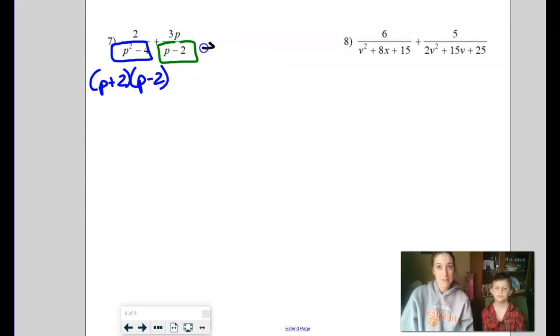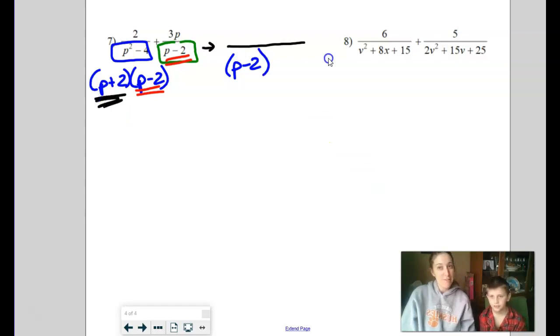Here we go. For our common denominator, and this is the one that tricks kids the most. Look at your two fractions here. It is kind of hard. Notice that they have a common p minus 2. So what that means is we write down p minus 2, but only one time. We don't write it twice. And then we also have p plus 2 that is needed.